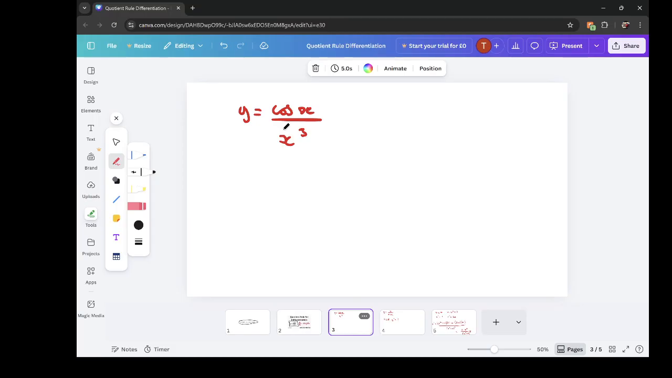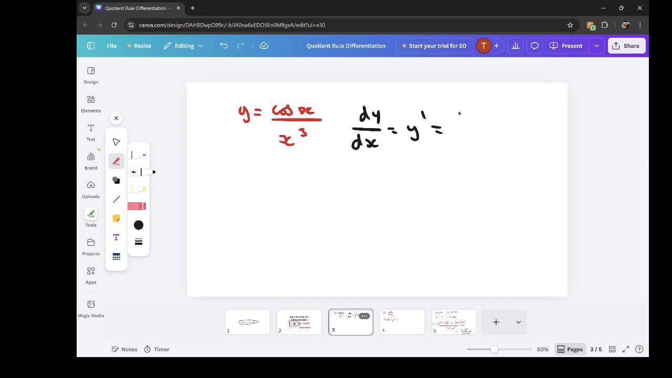So we have this question over here. y is equal to cosine x over x cubed. So I want you to pause the video and have a go at this question real quick. Try to solve it by yourself, applying the same concept that we just learned. Okay, hopefully you paused the video and had a go. If not, please do have a go at it. So dy/dx is what we're trying to find. We're trying to find y prime.